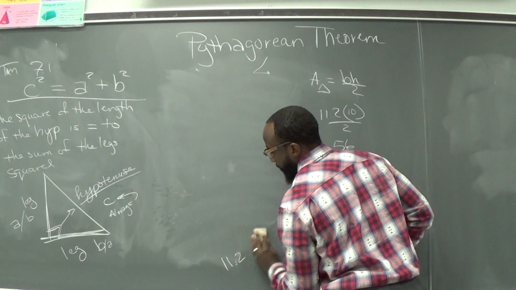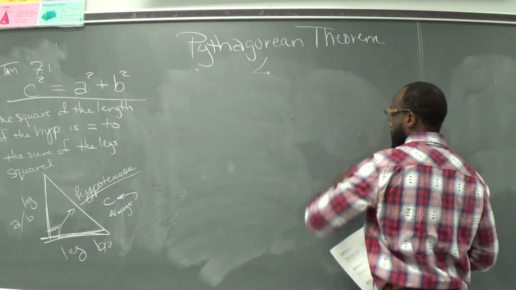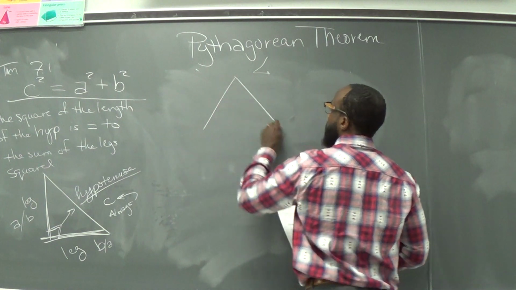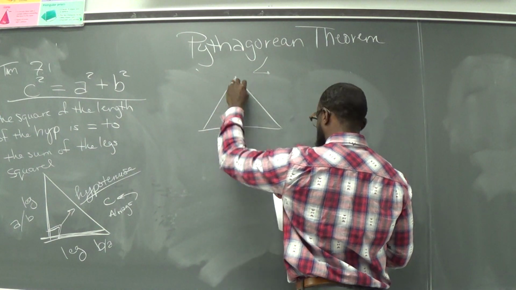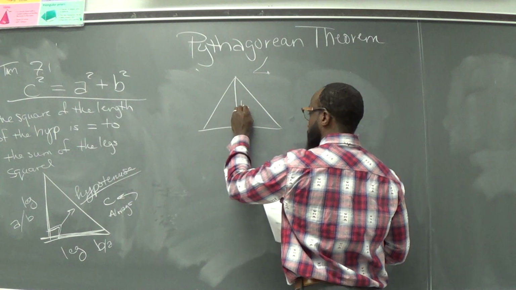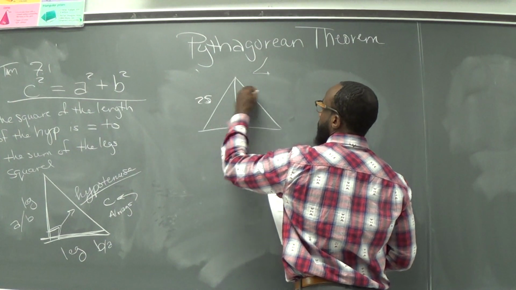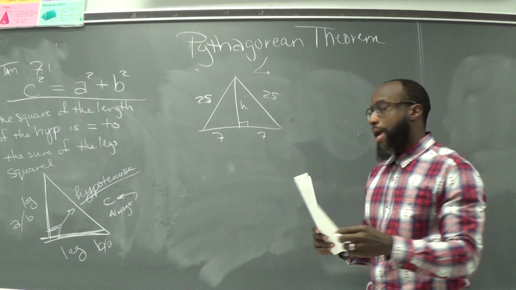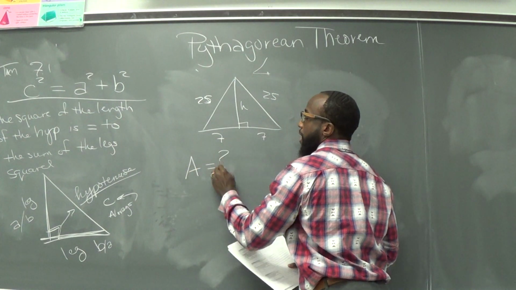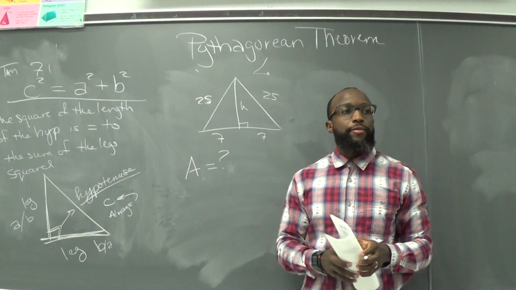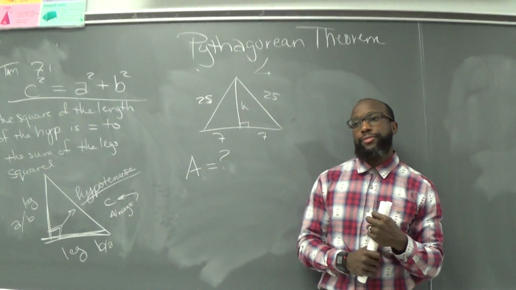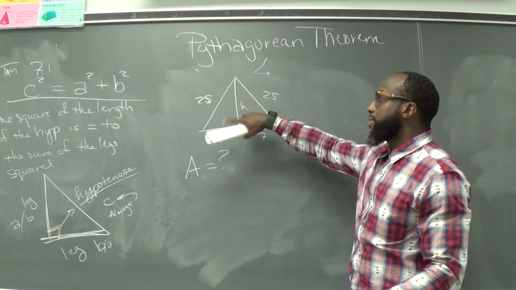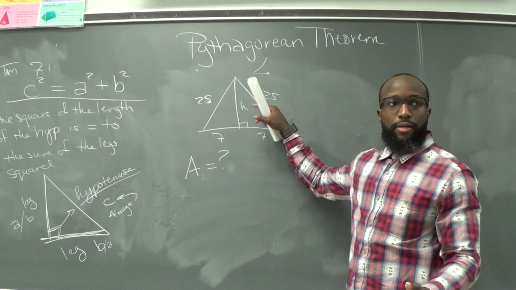Let's give you one more example, then we're gonna go to the next part. If you've got this triangle here, and I drew an altitude there, and I said this is h, this is 25, this is 25, this is 7, this is 7, and we wanted to find the area, what's the first thing you think you need to do? Find the height, right? Based on this situation, what would you do to find the height?